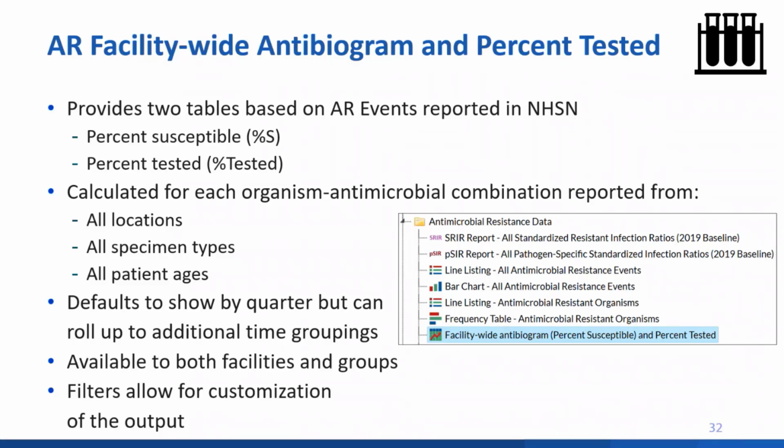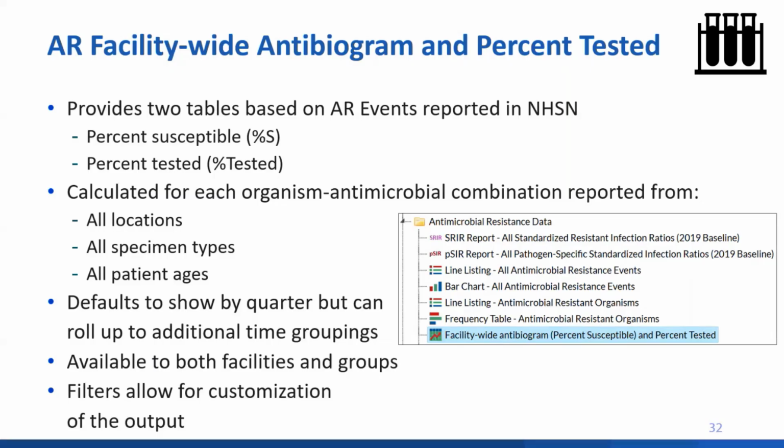Now moving on to the AR facility-wide antibiogram and percent tested report. As a reminder, I will be briefly reviewing this report as we have an updated presentation that goes into more detail that will be available for your reference. The AR facility-wide antibiogram and percent tested report provides two tables based on AR events reported in NHSN. It will display the calculated percent susceptible, which is percent S, and the calculated percent tested for each organism antimicrobial combination reported from all locations together.